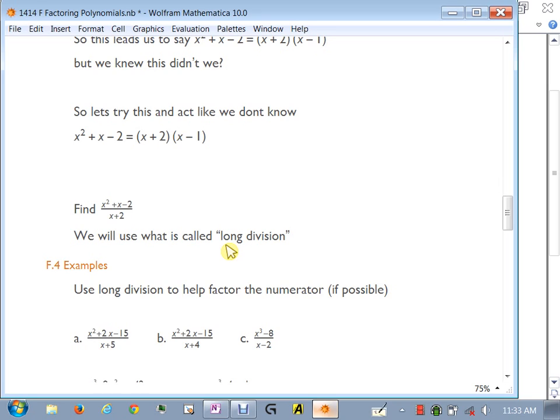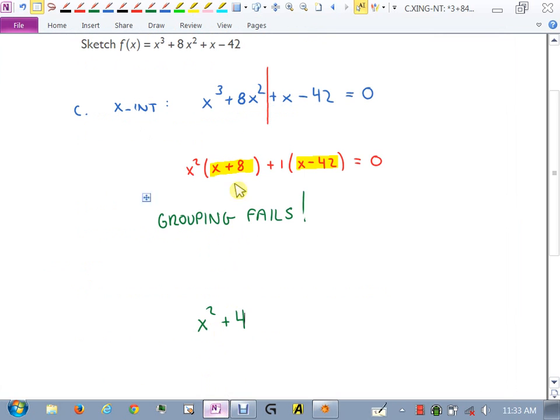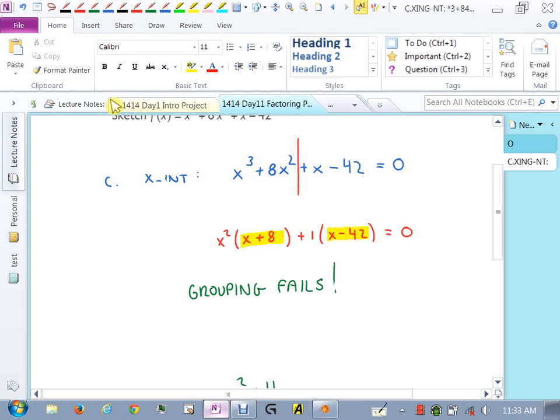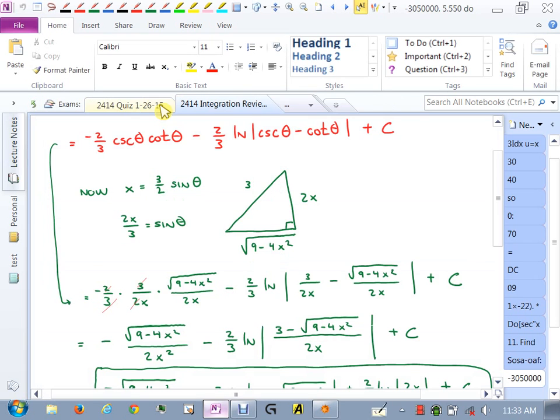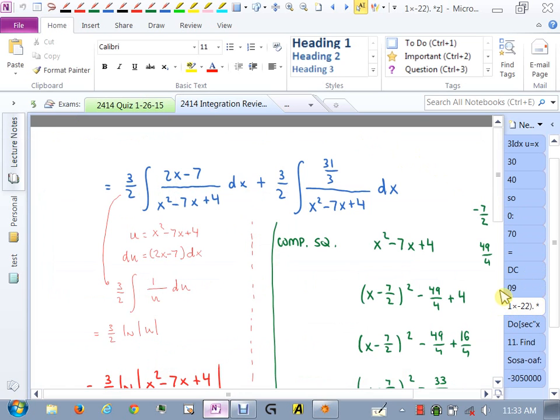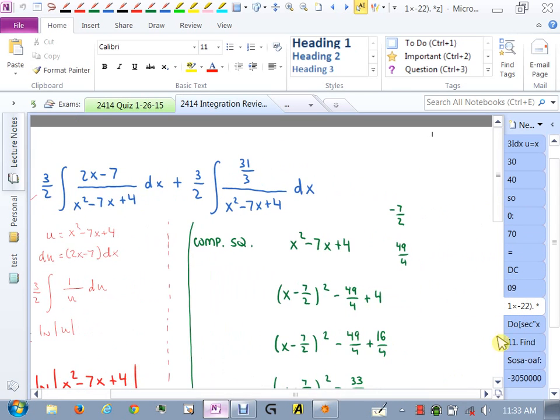How many of you have to take Cal 1? Cal 2? Cal 2? Okay. I show y'all Cal 2 stuff all the time, don't I? I know you don't like, you're not liking this idea of long division.